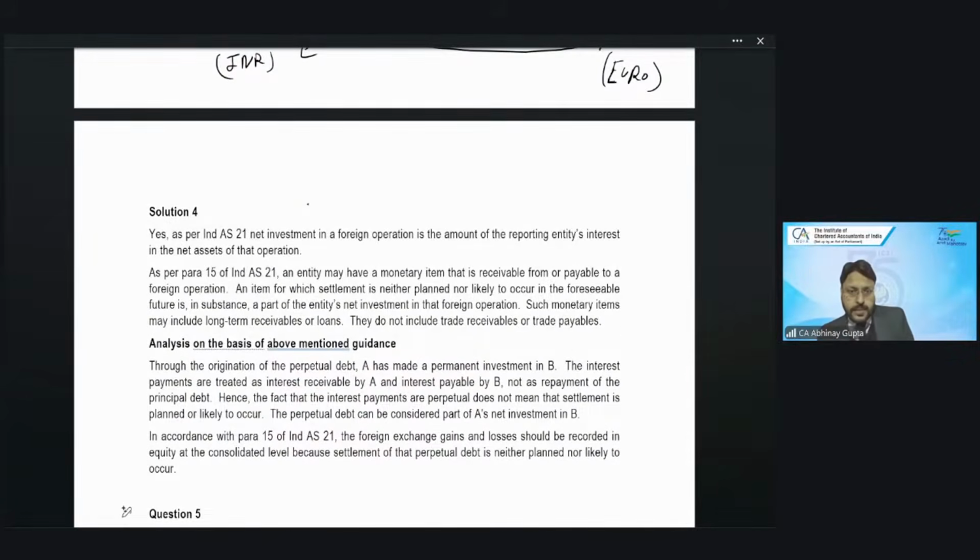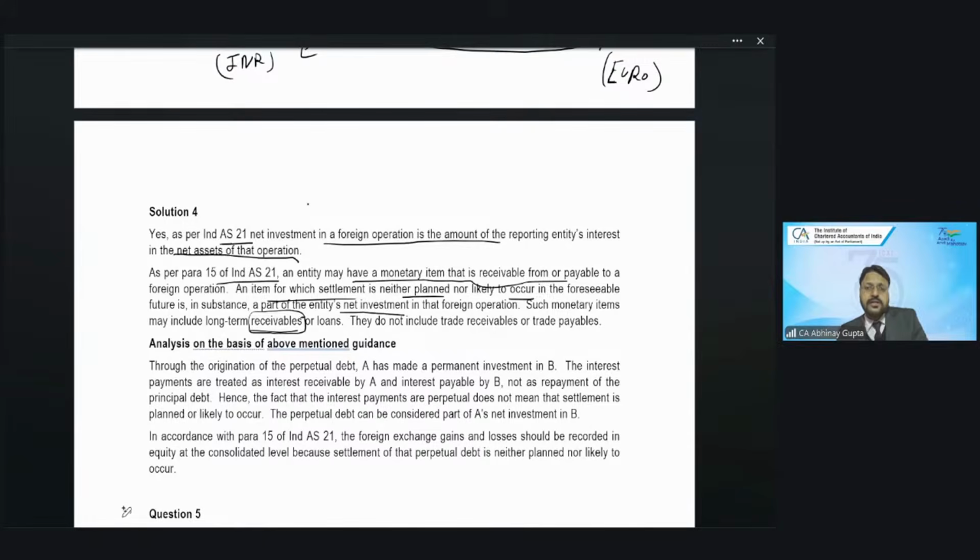As per Ind AS 21, net investment in the foreign operation is the amount of the reporting entity's interest in the net assets of that operation. As per para 15 of Ind AS 21, an entity may have a monetary item that is receivable or payable to the foreign operation, an item for which the settlement is neither planned nor likely to occur in the foreseeable future, in substance a part of the entity's net investment in the foreign operation. Such monetary items may include long-term receivables.